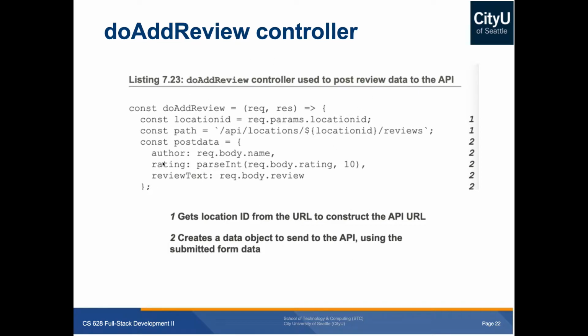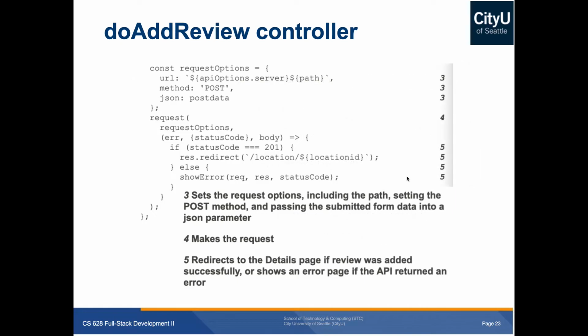So here's the sequence again. When the do add review is invoked, we'll get the location ID. We prepare the path, and we create a post data object. Okay, and then request options. We define the headers such as the following: the post request JSON, and we can now reuse that in the request function. And the second parameter with the error status code body, if successfully created, then let's do a redirect, right?